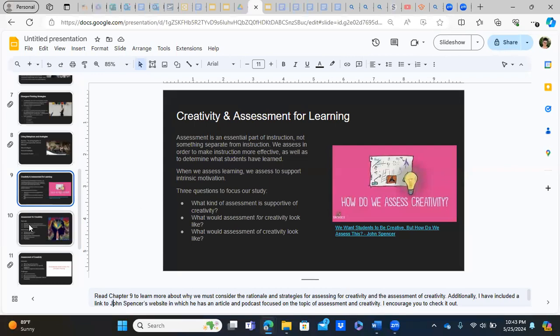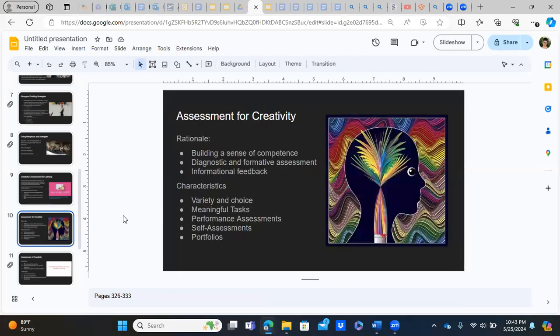But it's really great. So let's talk a little bit about assessment for creativity. So the rationale for the assessment for creativity is building a sense of competence in our students, which is very important. We want to help our students build a growing sense of their own competence, not just because we're their cheerleaders, which we are, but in most cases, they know if they are really getting it or not getting it.